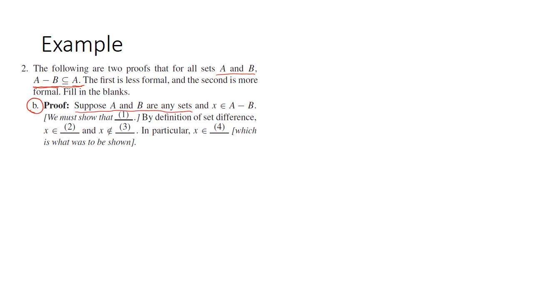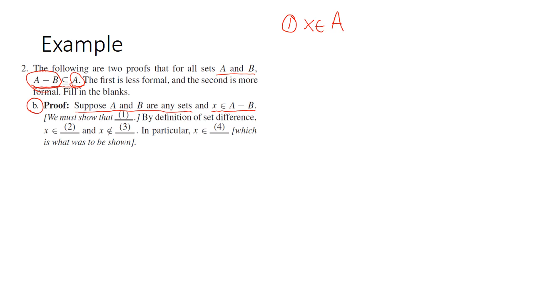We're going to start off by supposing that A and B are any sets. Then we're going to suppose that x is an element of A minus B. What we're trying to do is show that if x is an element of A minus B, then x will also be an element of A. That's how you show that two things are subsets. So the answer to number 1 here is, we must show that x is an element of A. The whole technique is you suppose you have some element in the first set, and then you show that it must also be an element of the second set. That's how you show two sets are subsets.